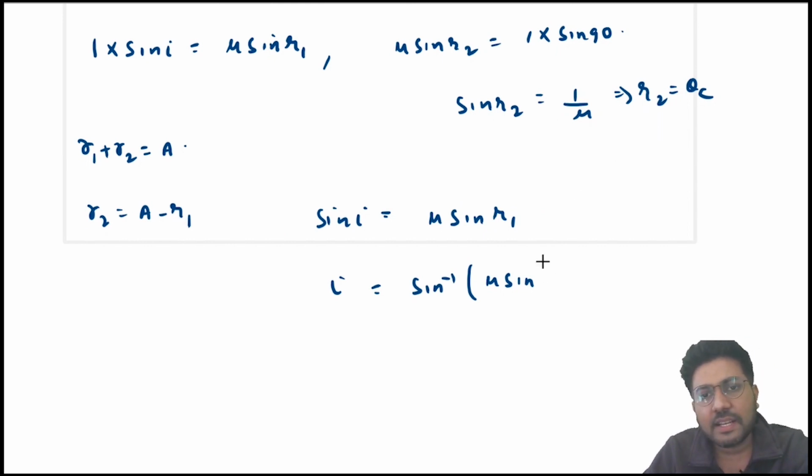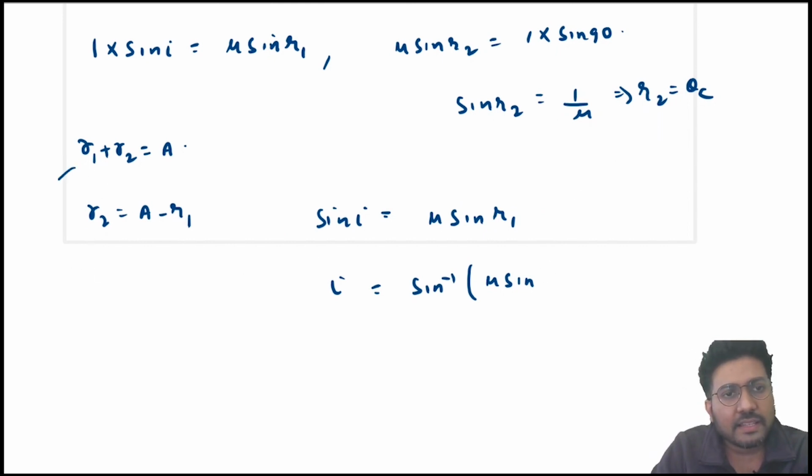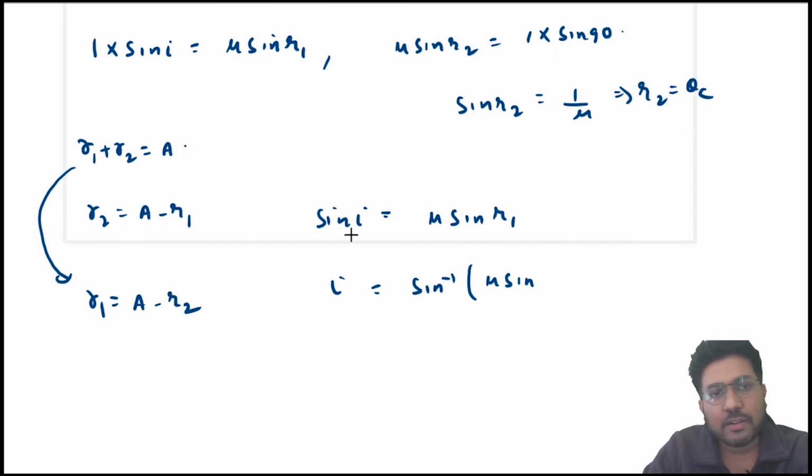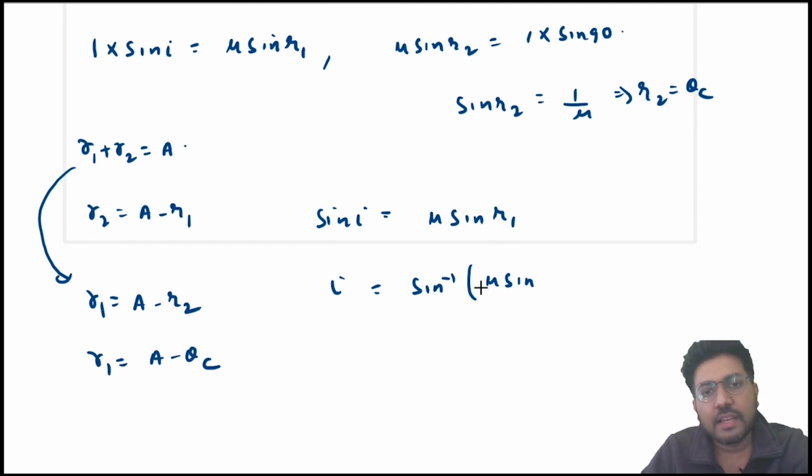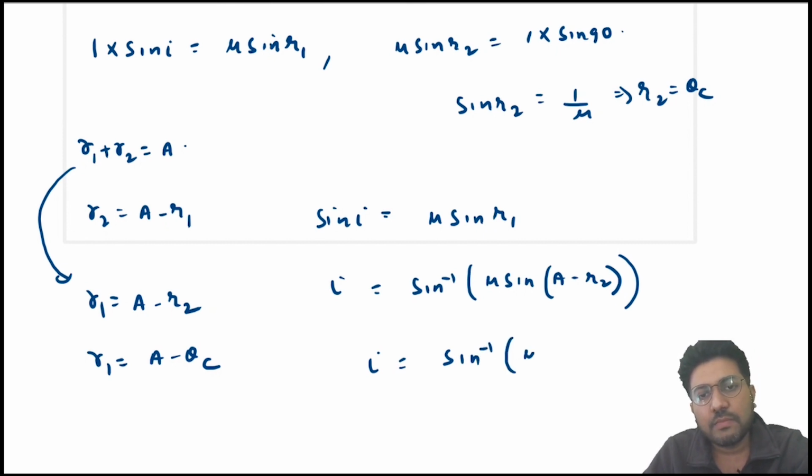But R2 is the critical angle. So I will write it like this. See, R1 can be written as A minus R2, but R2 is the critical angle. So I'll write R1 is equal to A minus theta C. So I'll write sine inverse mu sine R1, again A minus R2, but R2 is equal to the critical angle in this case. So I is equal to sine inverse mu sine of A minus theta C.